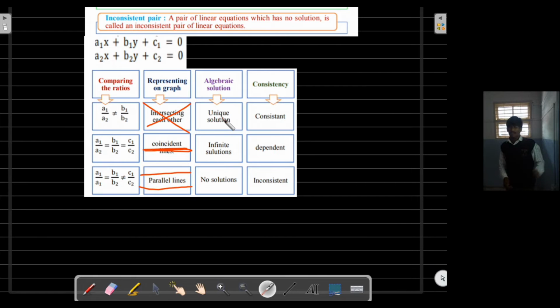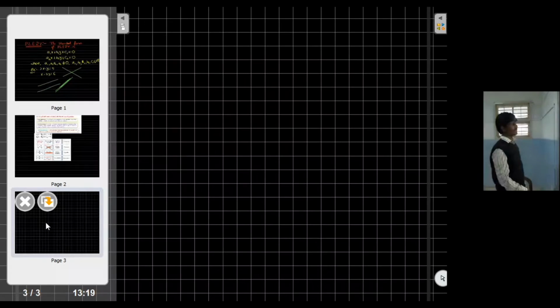Now a1 by a2, b1 by b2, c1 by c2. Here these two are equal, but the constant term ratio is not equal. Then how many solutions exist? No solution. And the lines are parallel. So no solution means inconsistent. Inconsistent means solution does not exist here, therefore these two lines are parallel. One example.